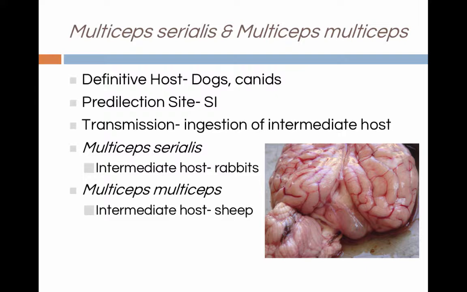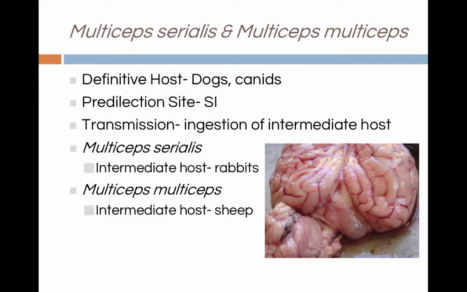Okay, so Multiceps serialis, or serialis, some people say, depending on how you pronounce that middle I. The intermediate host is going to be a rabbit. Okay, for Multiceps multiceps, the intermediate host is going to be a sheep.